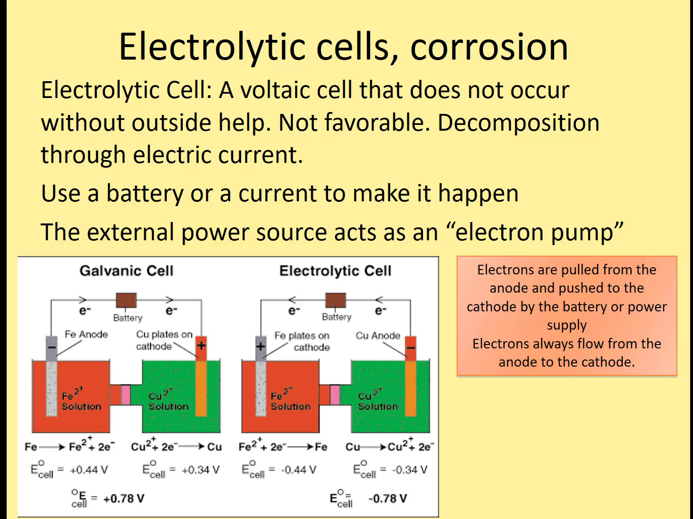So in this first picture, I have a normal thermodynamically favored process. I don't have to put in any outside energy. I can go from that iron to the copper. But if I wanted to go backwards, I would have to put in a battery.